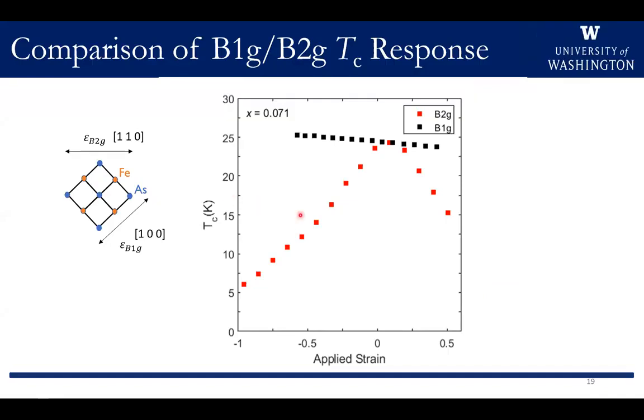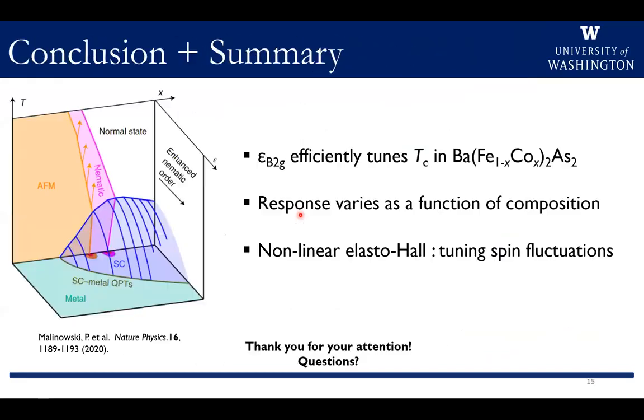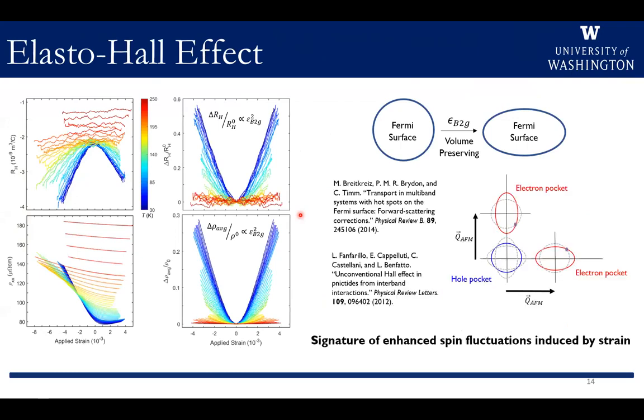So you see the very large suppression of TC. Then you said there's no static order induced. But does your diffraction experiment show whether the pnictogen height actually changes under the strain that you can apply? I'm trying to understand which way you're pushing the phase diagram.